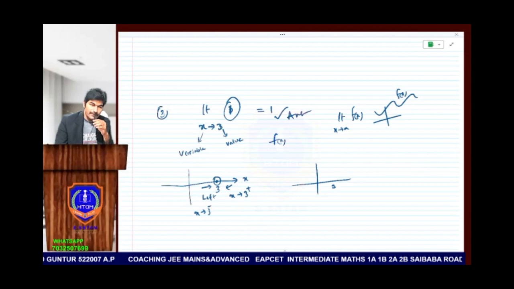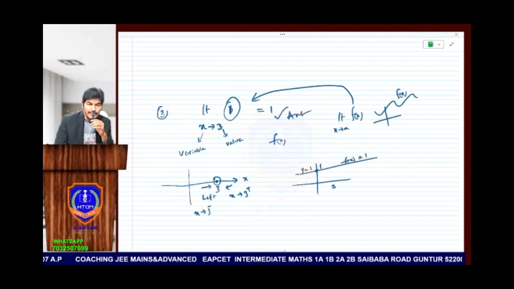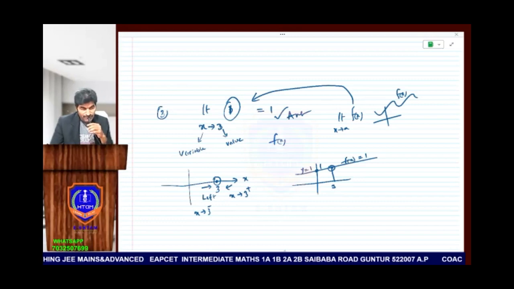But here this f of x is a constant function. Here f of x equals 1. That means y value equals 1. This is 1, right? For the value of 3 also the same thing happens. So the answer is 1. Understood?